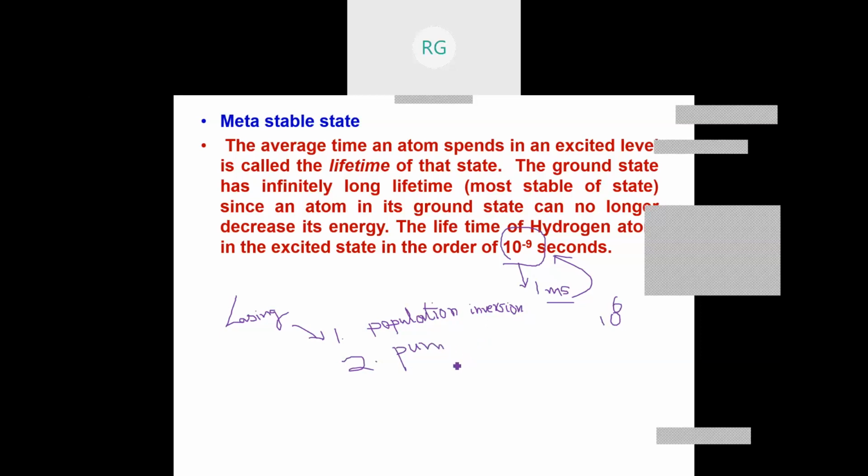So pumping is important, and once you pump, you get population inversion. Third, you require a metastable state. A metastable state is a state having more lifetime than the normal state. Hence, the foremost requirements for lasing action are three: population inversion, pumping, and metastable state.